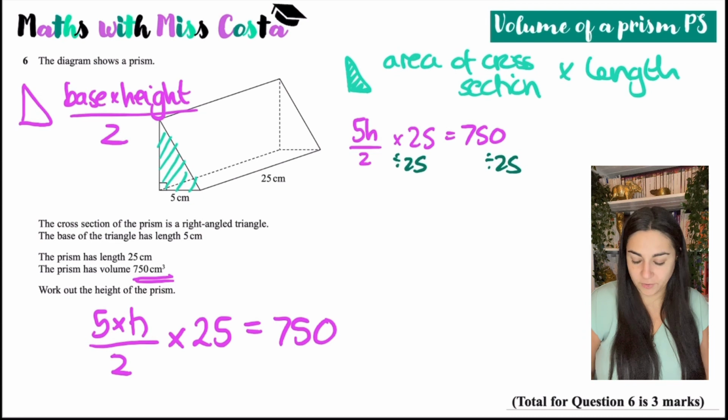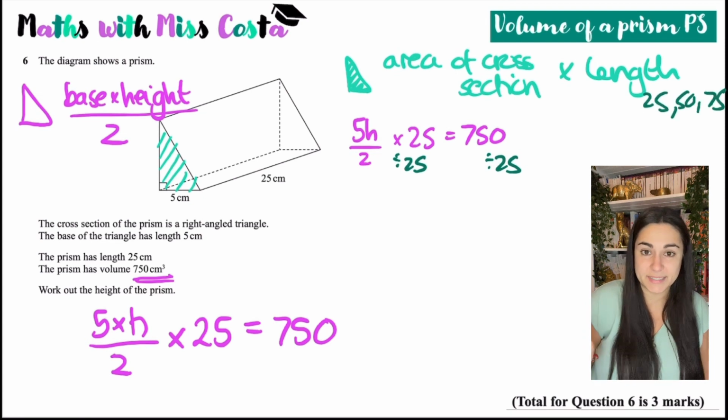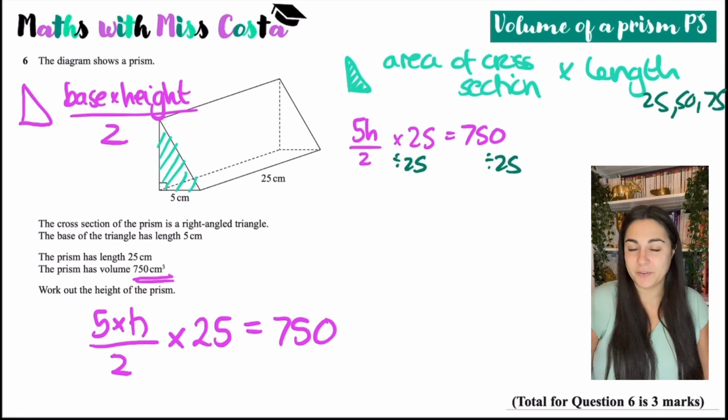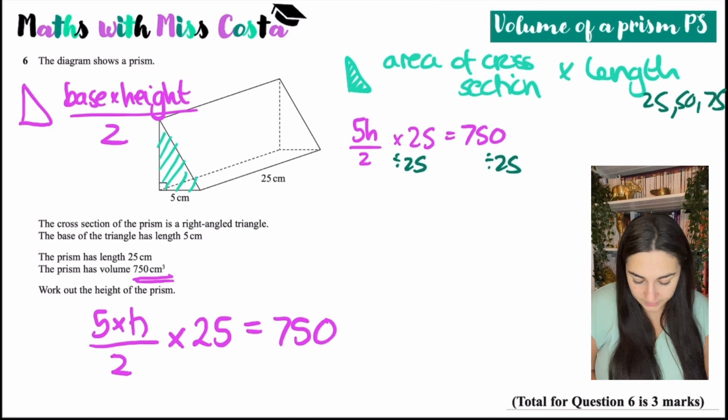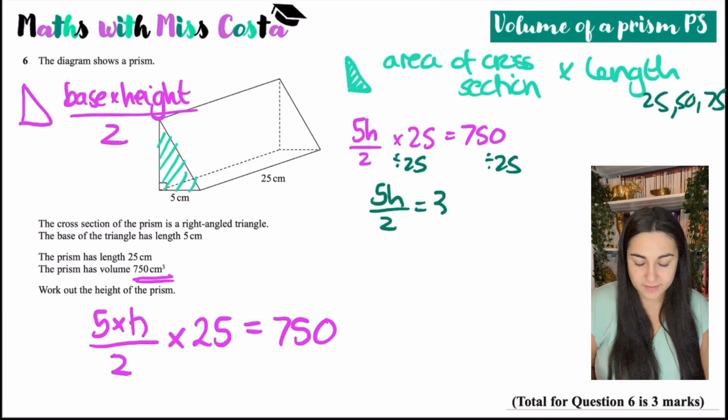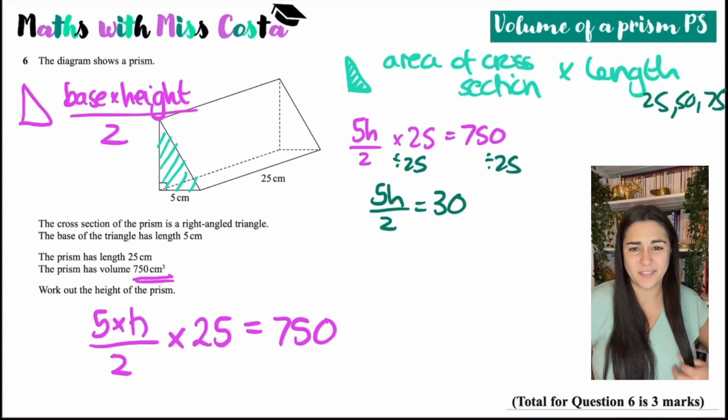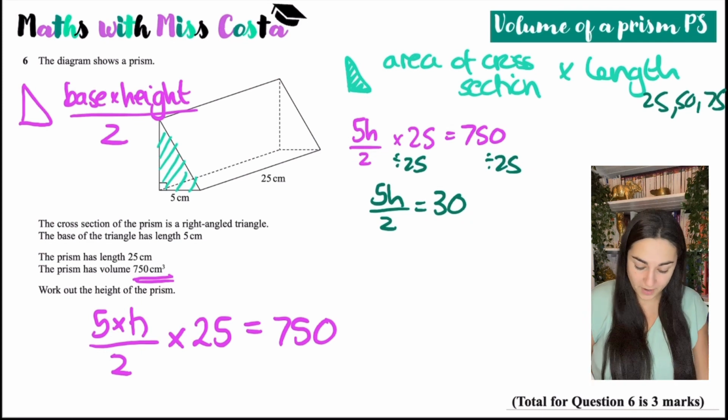Now, obviously it's a non-calculator paper, so you know 25, 50, 75. You know 25 goes into 75 3 times. 750 is 10 times that. So 3 times 10 is 30. So you'd have 5h over 2 is 30. 750 divided by 25. You could have also done the bus stop method if you want.